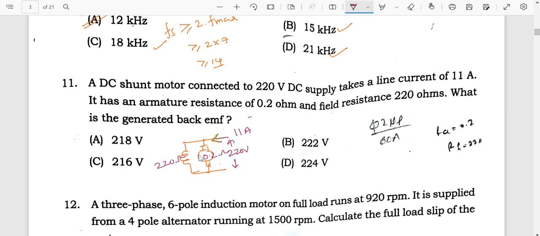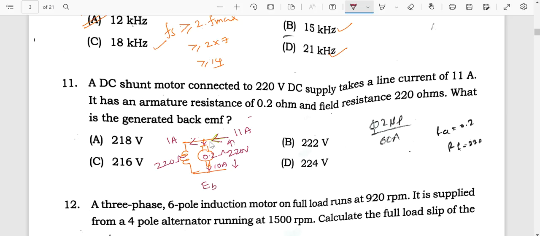Now what about the armature current here? We have 220 volts and a 220 ohm resistance. That means we'll have a current of 1 ampere. Total 11 ampere current is being taken, so 1 ampere goes here. What about here? It is 10 amps here, yes or no? Right.